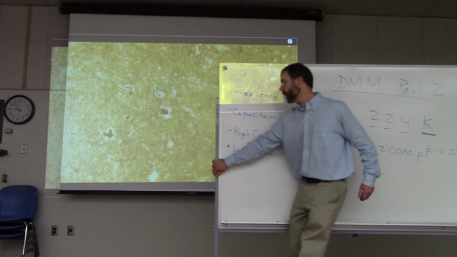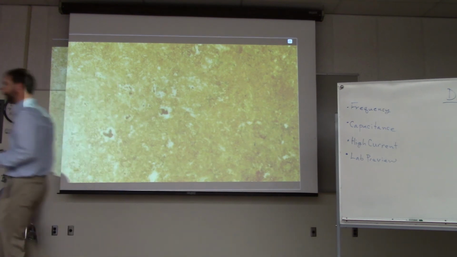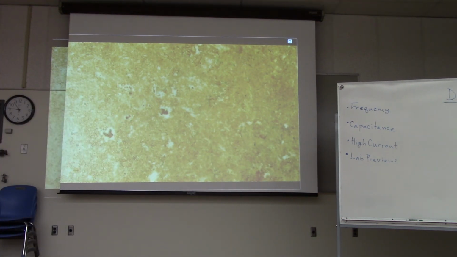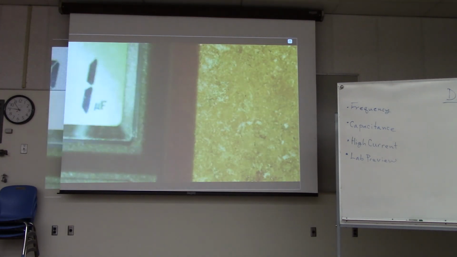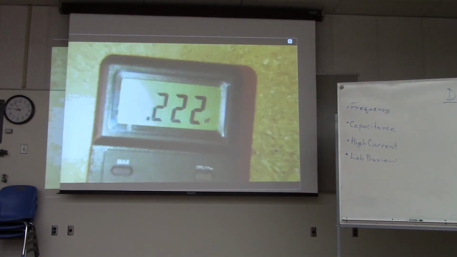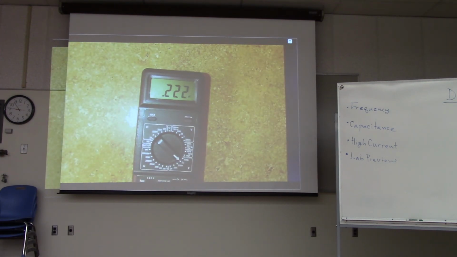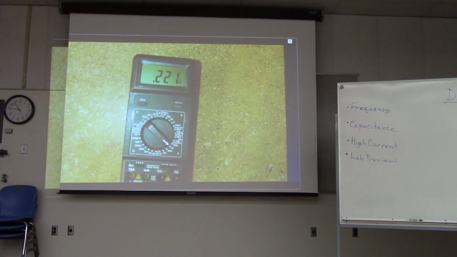So we can compare that marked value to the value that we actually measured. It's supposed to be 0.22 microfarads, but when we measure it, it says it's 0.221. So pretty close, right? So you're going to write down the value that you measure and also the value that is marked on the capacitor. Okay? So any questions about measuring capacitors?